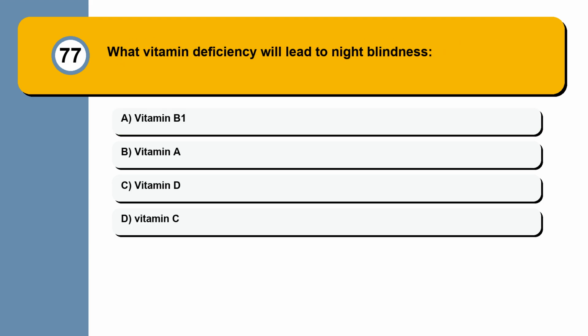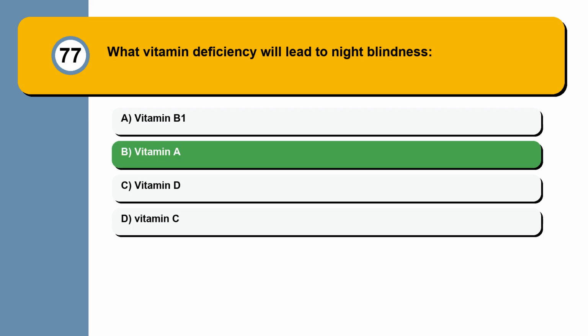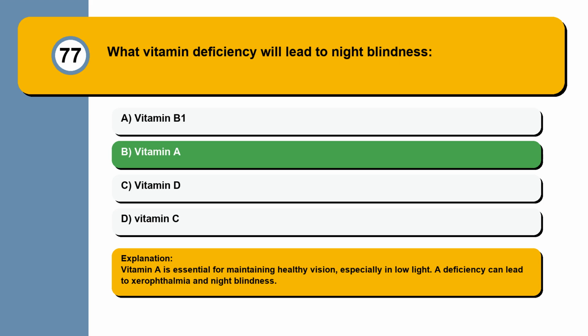Question 77. What vitamin deficiency will lead to night blindness? Here are your options. Option A, vitamin B1. Option B, vitamin A. Option C, vitamin D. Option D, vitamin C. The correct answer is option B, vitamin A. Explanation. Vitamin A is essential for maintaining healthy vision, especially in low light. A deficiency can lead to xerophthalmia and night blindness.